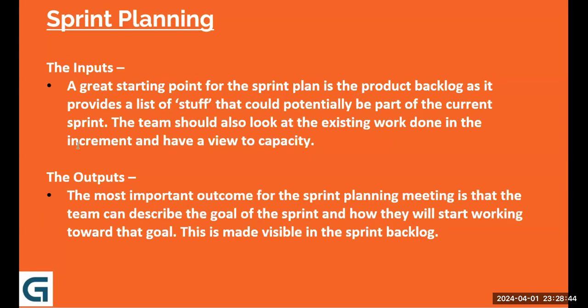Then you need to have clarity on the input and output. I want 2 different people to quickly read these 2 bullets. Please go ahead. The input. A great starting point of the sprint plan is the product backlog, as it provides a list of the stuff that could potentially be a part of the current sprint. The team should also look at the existing work done in the increment and have a view to capacity.